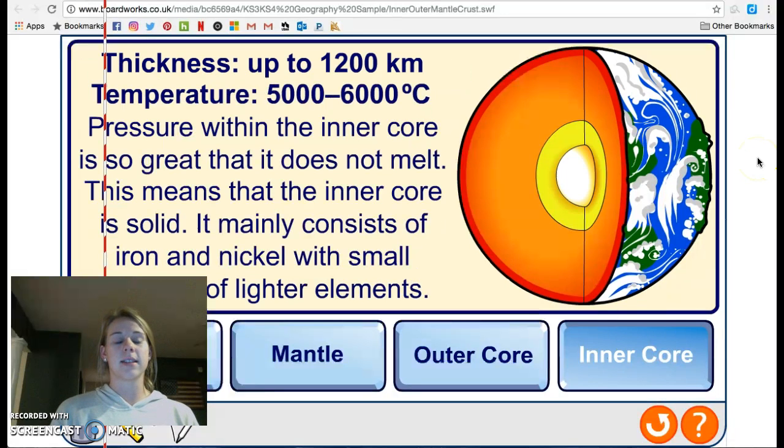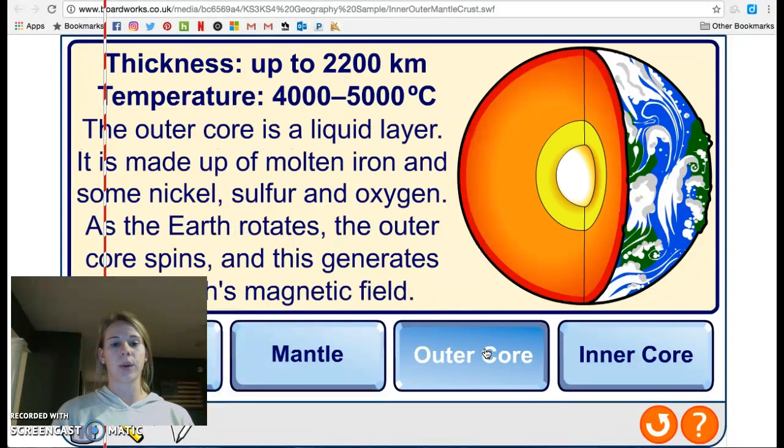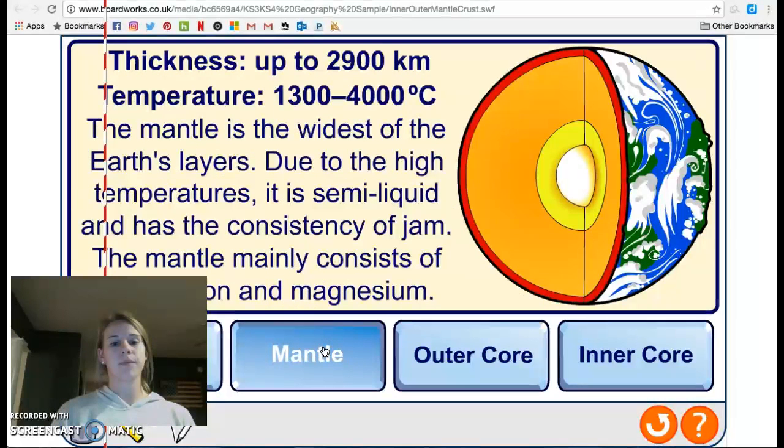It says the thickness is up to 1,200 kilometers and the temperature is between 5,000 and 6,000 degrees Celsius, and that is very, very hot. It says pressure within the inner core is so great that it does not melt. This means that the inner core is solid. So do you think you could dig to China like some people think you can do? No, you're right, you cannot. So let's go through all of the rest of these. The outer core, the mantle, and the crust.